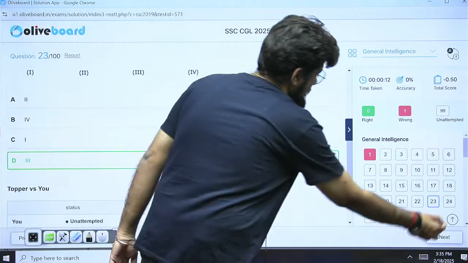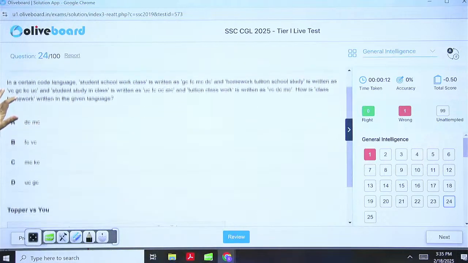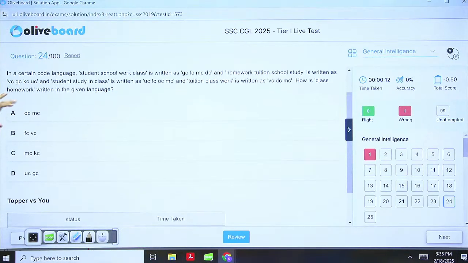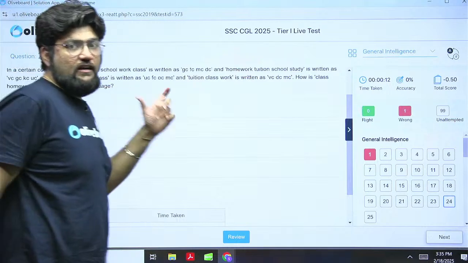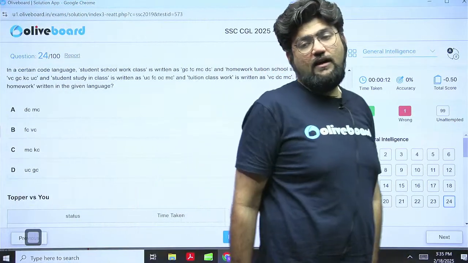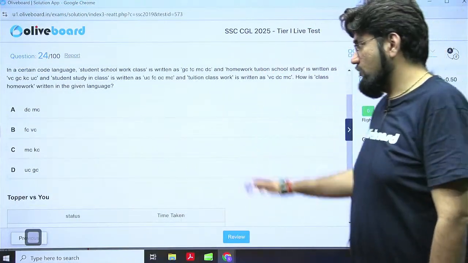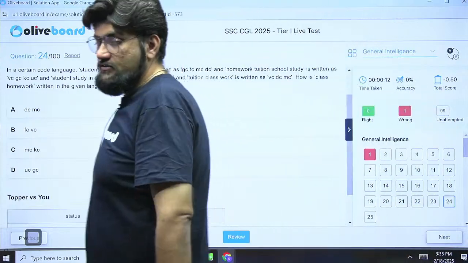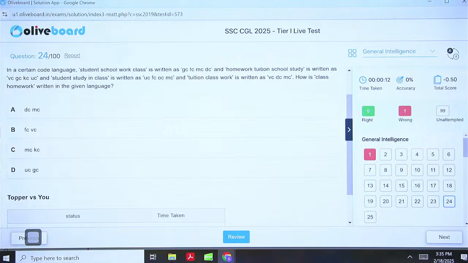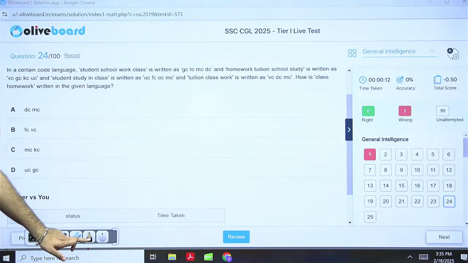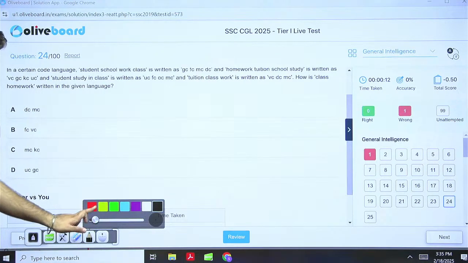Next question, question number 24. It says, in which language student school work class is written as GC, FC, MC, DC? Okay, technically now they have figured out the logic. SSC has figured out how it used to become very quick for students to identify from the options itself. So now they have started giving you 2 words or 3 words also. That is why you will have to check it. There is no other direct method here. So when we check it, what do we get?